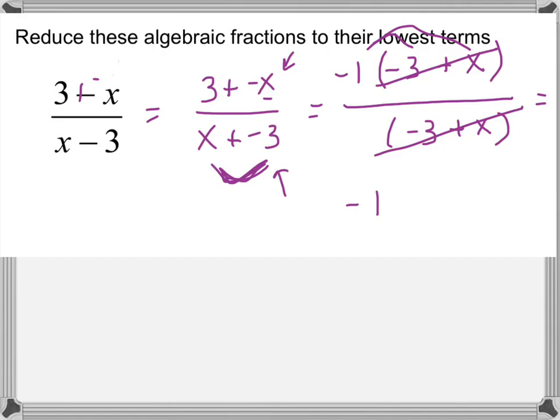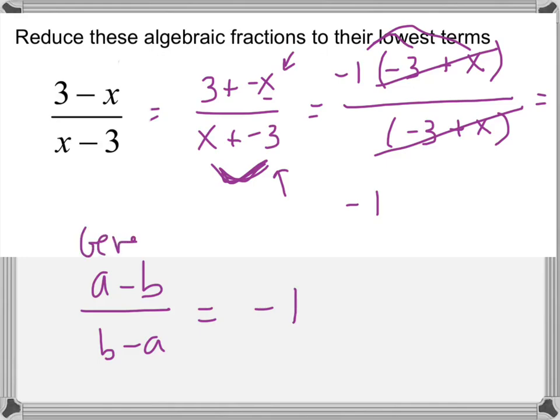Okay, so let's just go back to what we have. Anytime you have something in the numerator like a minus b over b minus a, this factors into negative 1 because of this trick. Okay, so just make sure you write this down. This is a general rule.